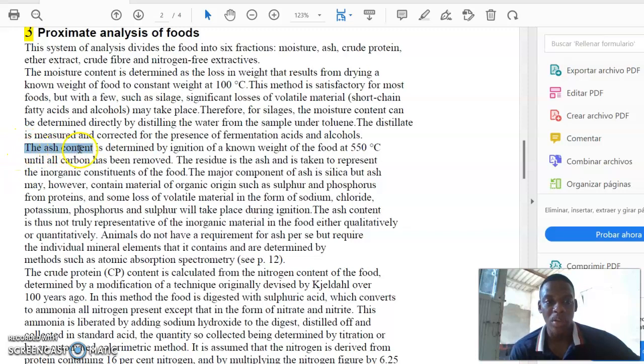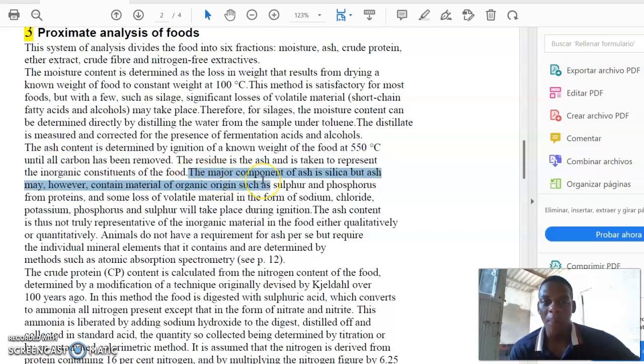The ash content is determined by ignition of a known weight of the food at 550 degrees until all carbon has been removed. The residue is the ash and is taken to represent the inorganic constituent of the food.